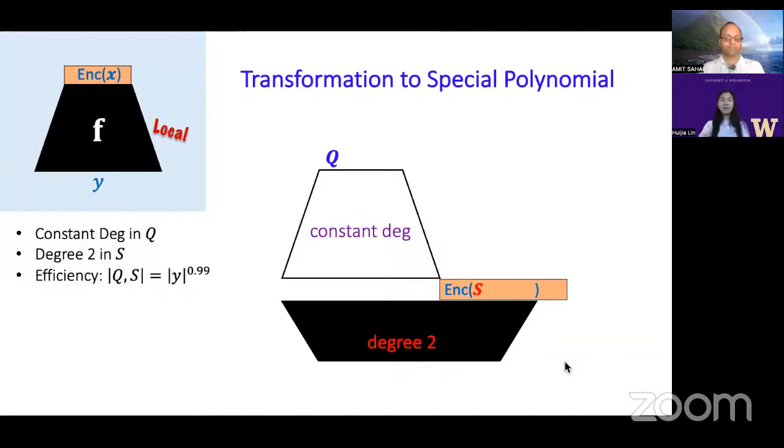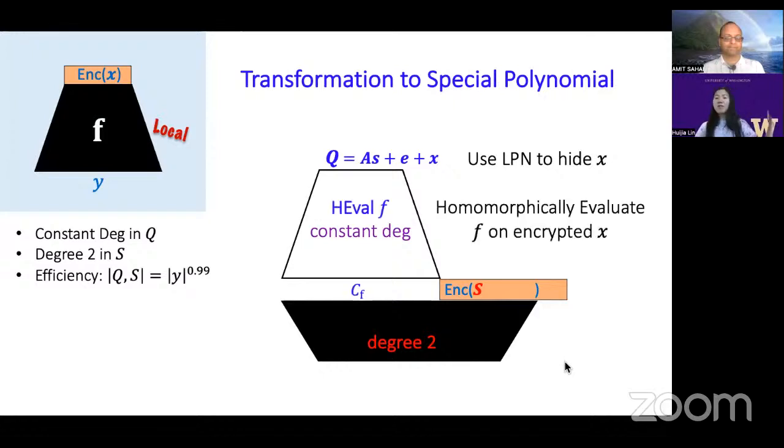With this homomorphic evaluation in mind, we can now come to transforming a local function into those special polynomials. First, let's think about how to encode the input X. We're going to hide the input X inside the public input Q by encrypting it using LPN. And the homomorphic evaluation we just talked about means that we can homomorphically evaluate this local function f on this LPN ciphertext and obtain an output ciphertext CF that encrypts the output y.